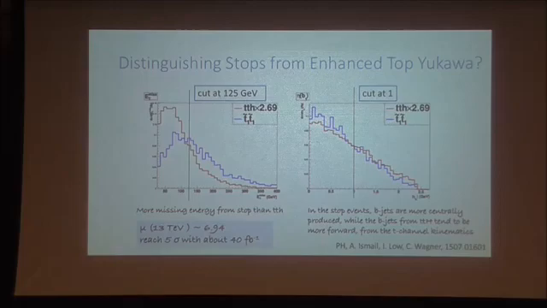Also, stops and ttbar Higgs will give me very different kinematics. So first, in the stop signal, the missing energy is from the neutralino, and in ttbar Higgs, the missing energy is from the neutrino. So I expect the missing energy to be much harder in the stop case. And indeed, here I plot the distribution of missing energy for the stop signal, which is the blue one, and ttbar Higgs enhanced by a factor of 2.7, so they have the same cross-section, in the red one. And you can see the missing energy is much harder for stops.